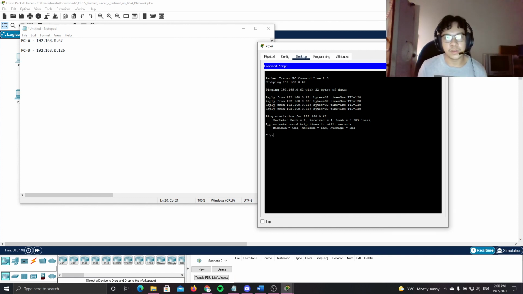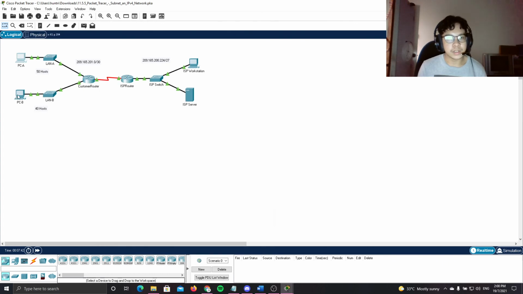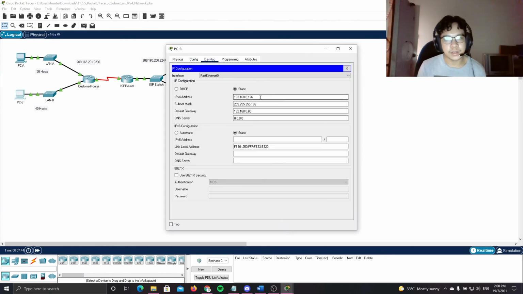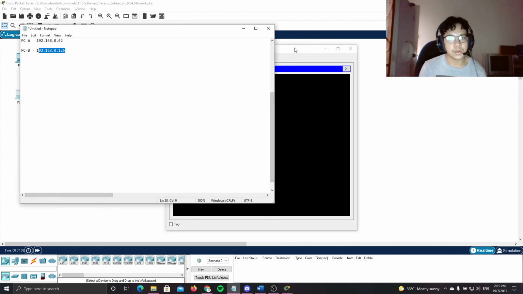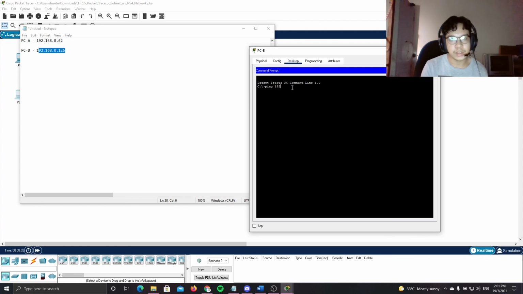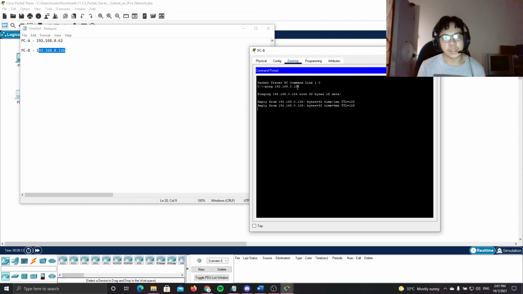So next we will go to the PCB section. So the PCB's IP address is 192.168.0.126. We're gonna do the same thing as the PCA. So we go to the command prompt, and then we will use the ping command, and then the PCB's IP address, which is 192.168.0.126, and then press enter. If it gets a reply, that means PCB is also working fine.